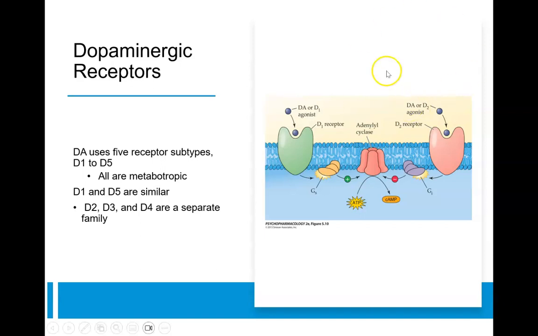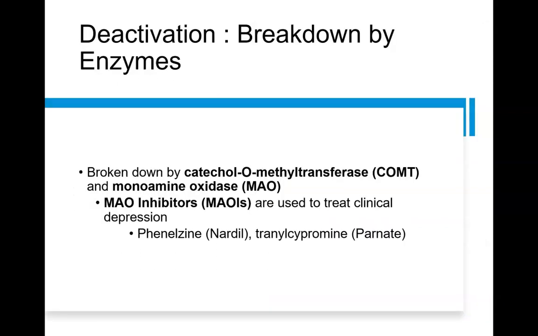And as you can kind of see here in this figure, this kind of implies that this G protein has an excitatory effect. This G protein has an inhibitory effect. So what we know is that the D1 family is generally going to be associated with excitatory effects. The D2 family is generally going to be associated with inhibitory effects.